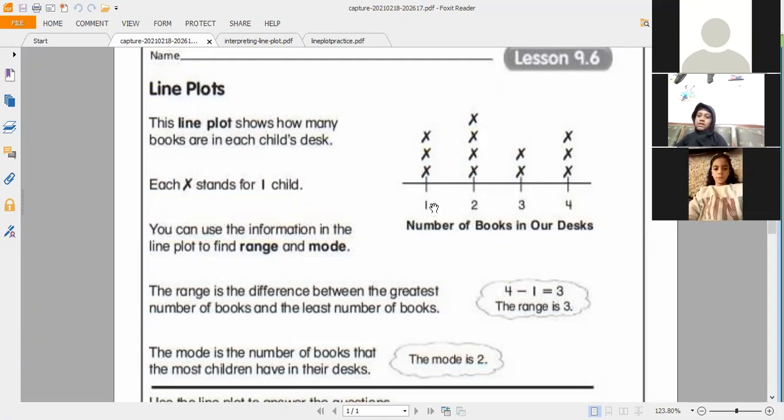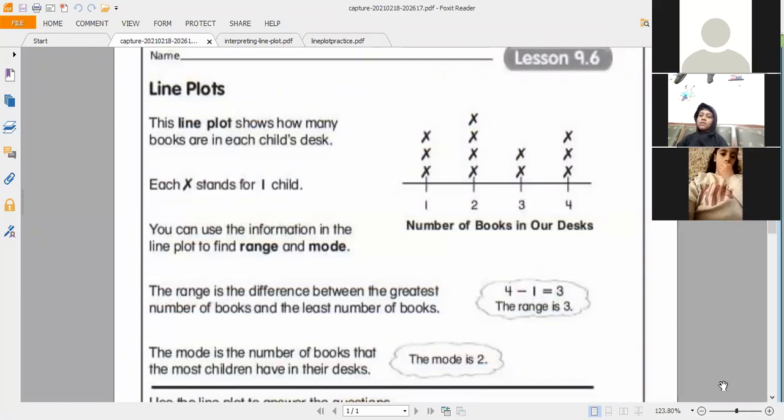Yes. How many children have one book? One, two, three. The number of children. So if you want to know the number of children, you will count the plots or the X signs here. How many children have two books? One, two, three, four. How many children have three books? One, two. How many children have four books? One, two, three. Okay.